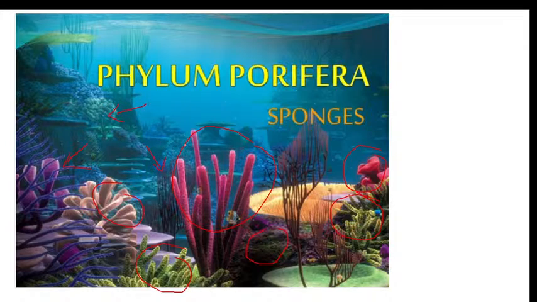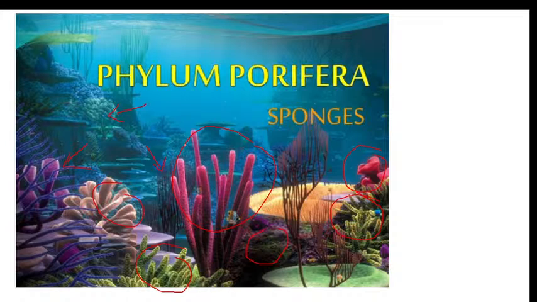Phylum Porifera includes all species of sponges and they are the simplest organisms, with simple organization, meaning there are very few differentiated cells. They have a cellular grade of organization and they are multicellular organisms. The body is made up of a large number of cells.